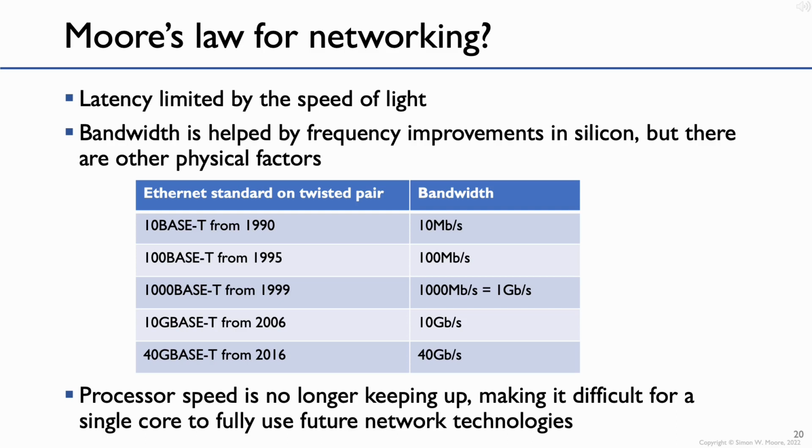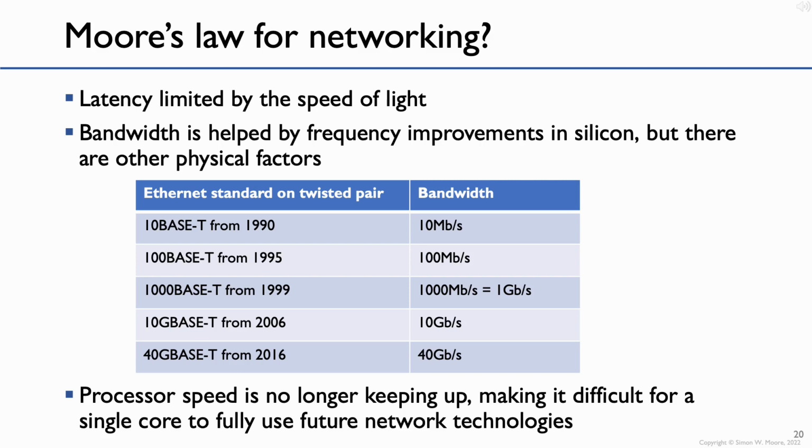You can also apply Moore's law to some extent to networking, because the improvements in silicon technology improve the switching speed of the transistors, and that in turn determines the bandwidth we can get over copper or optical links. There are also other factors. Of course, the speed of light is going to limit the actual latency of communication, how long it takes to get bits from one place to another. Nevertheless, as we can see from the table, there have been a lot of improvements to bandwidth.